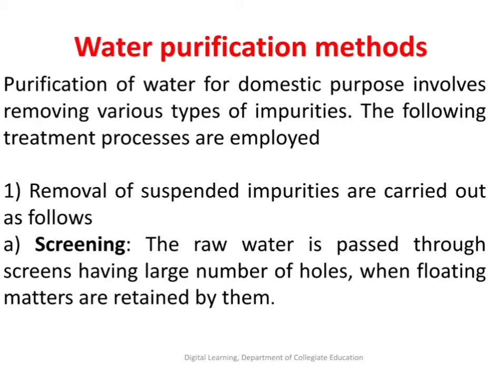The next one is water purification methods. How is water purified for domestic purposes? Purification of water for a domestic purpose involves removing various types of impurities. The following treatment processes are employed. In this way you can purify water. The first is the removal of suspended impurities, which is carried out as follows. Suspended means floating on the surface of the water.